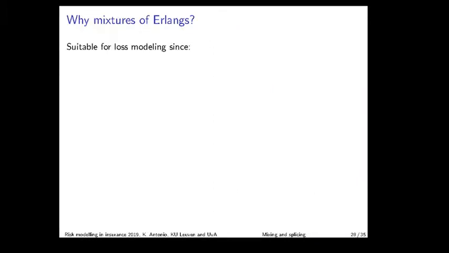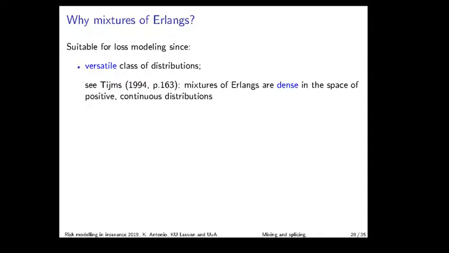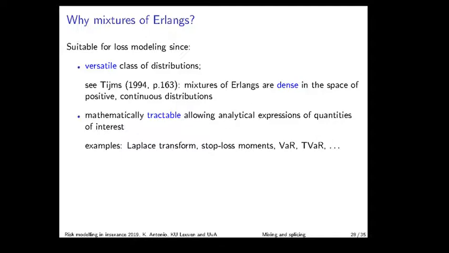Now, these mixtures of Erlangs are suitable for modeling insurance losses because they offer a versatile class of distributions, in the sense that mixtures of Erlangs are dense in the space of positive continuous distributions. This implies that any positive continuous distribution can be approximated up to any precision with a mixture of Erlangs. They are mathematically tractable and they allow analytical expressions of quantities of interest, for instance, the stop-loss moments, the value at risk, the tail value at risk, and so on.